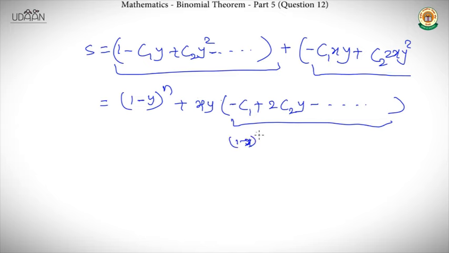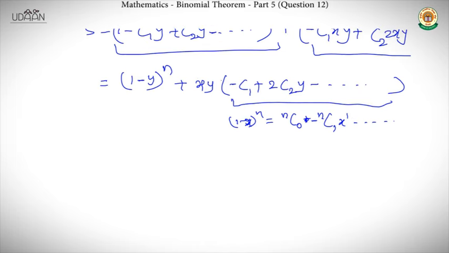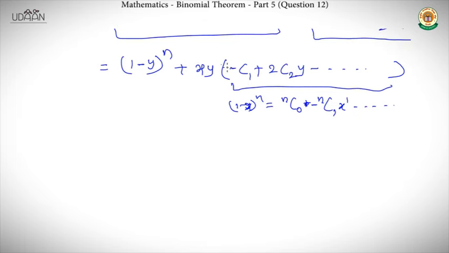1 minus x whole raised to n is equal to nc0 minus nc1 x plus, like this. So if we differentiate this, the power of x is decreasing by 1 and the initial power of x is getting multiplied by its binomial coefficient. So definitely the differentiation of 1 minus x whole raised to n is equal to this series.